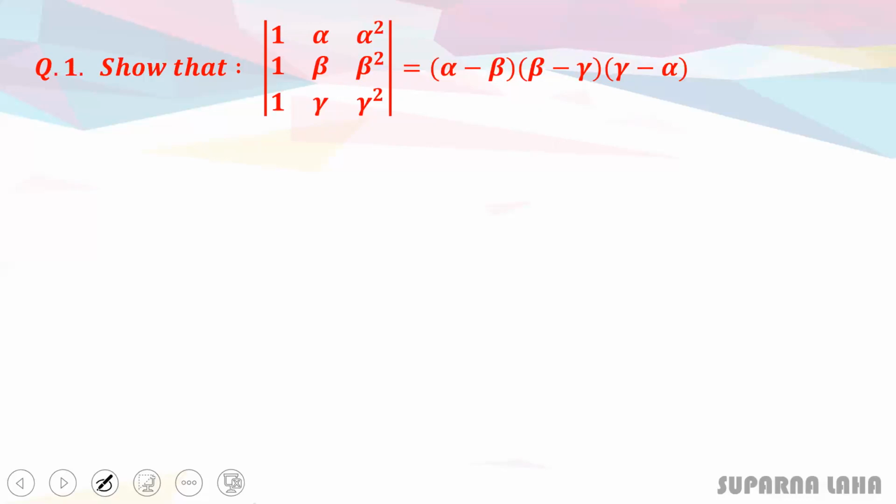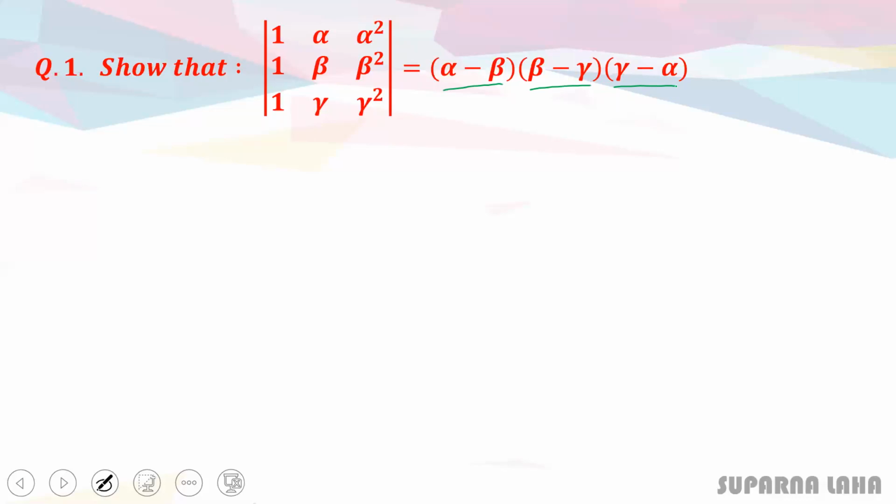So here you need to find this determinant value without expanding this determinant. You need to show that this determinant value is given by alpha minus beta, beta minus gamma, gamma minus alpha. Remember that without expanding, you need to find the value. Since expanding involves many calculations, we want to avoid the calculation.